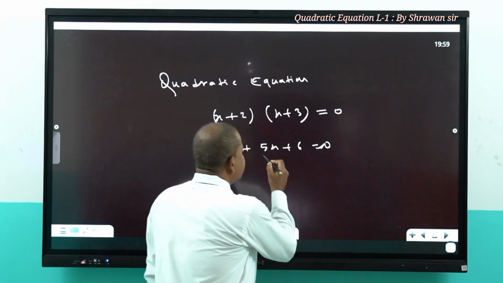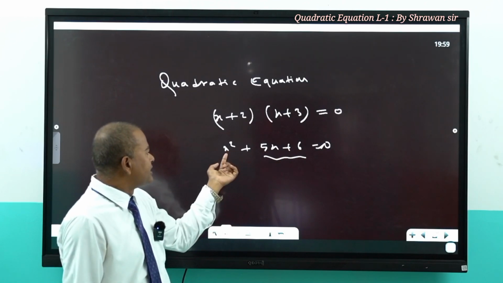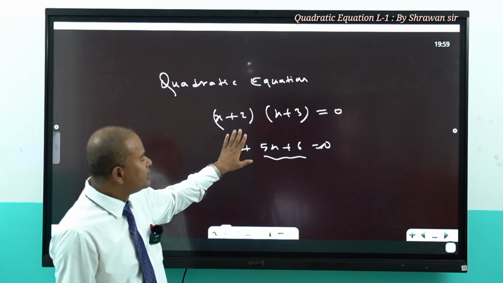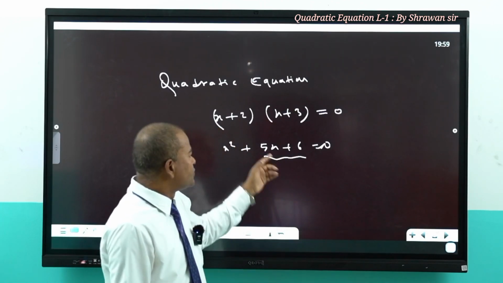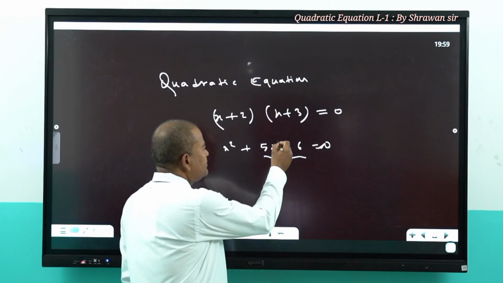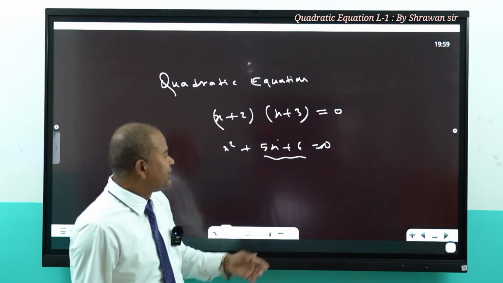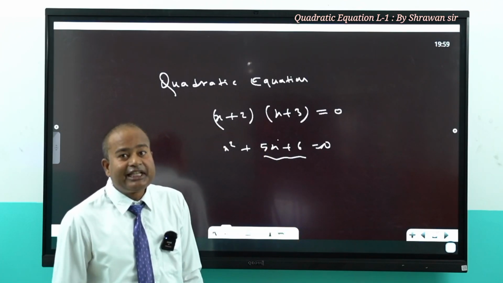So let's say the second part, 5x plus 6. The degree of the first term is 2. If we exclude the first term, then the equation will be 5x plus 6 is equal to 0. So if the degree of any equation, or we can say the highest power of the variable in any equation, is 1, then it is known as a linear equation.